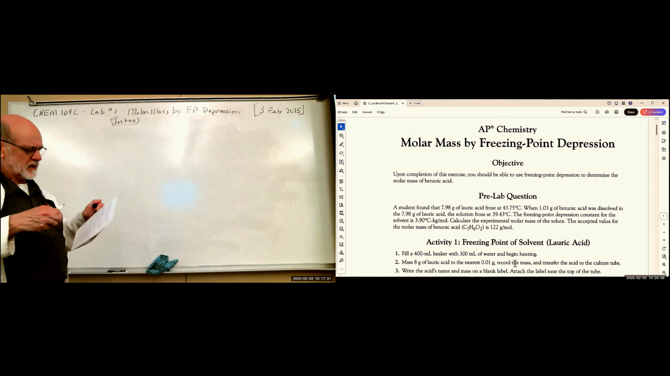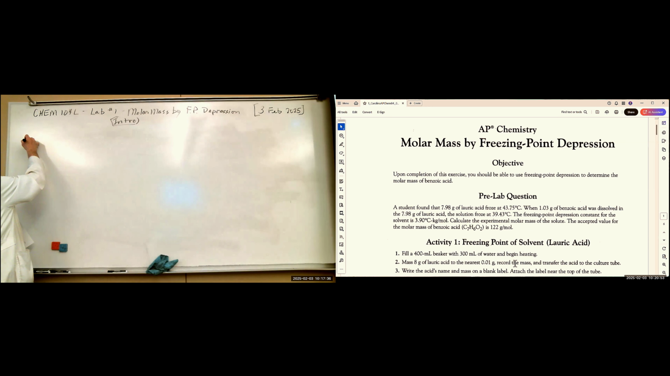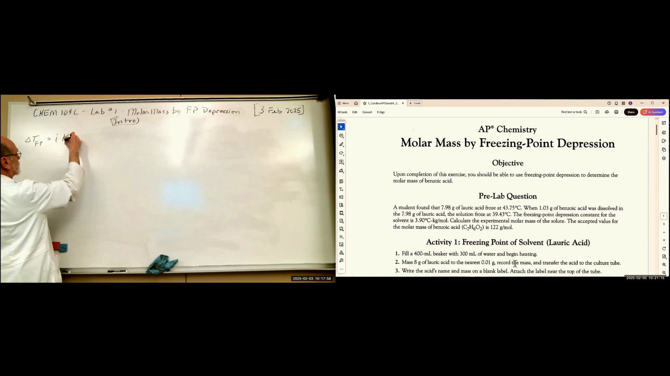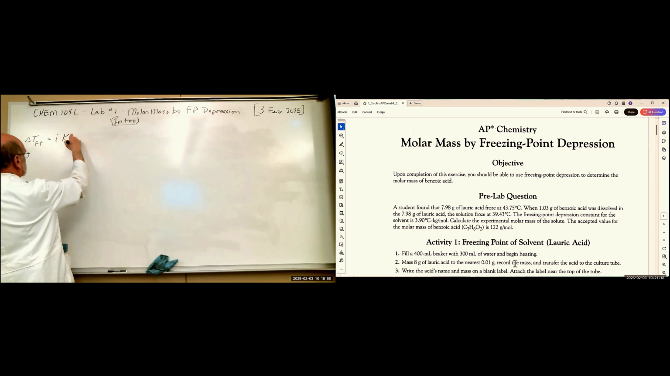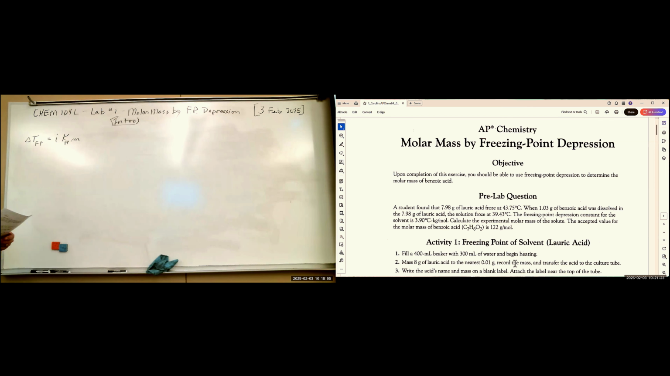We introduced the topic of the freezing point depression equation. I'll just stick it over here for reference. So, the change in the freezing point of our solution is equal to, if we have a Van't Hoff correction, the freezing point depression constant times the molality.